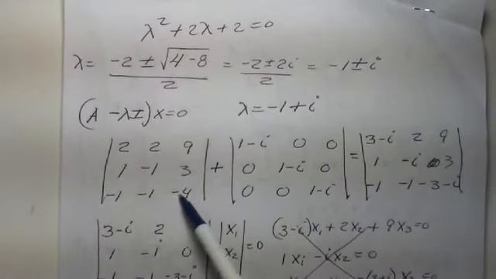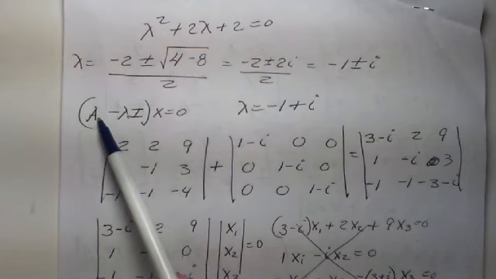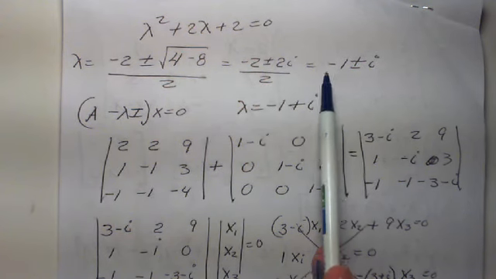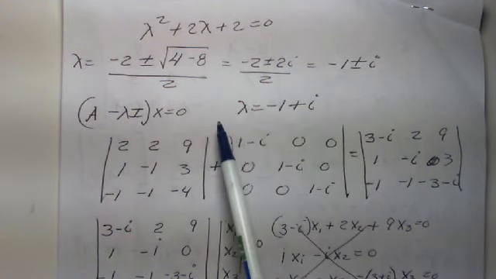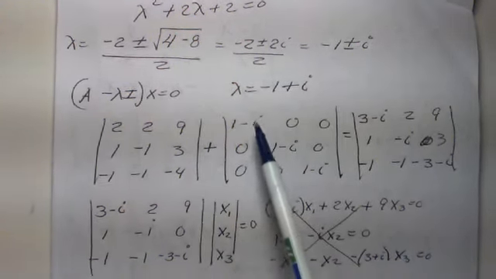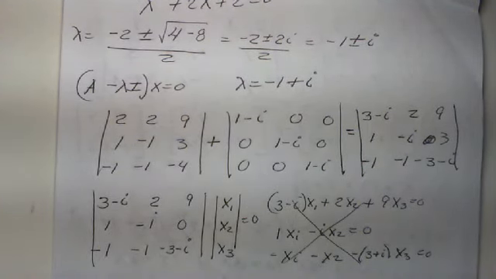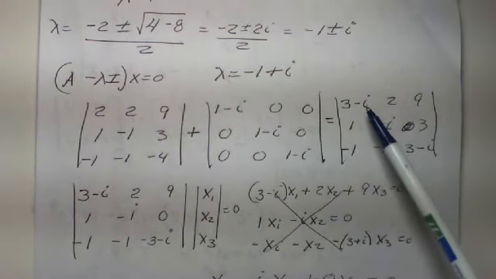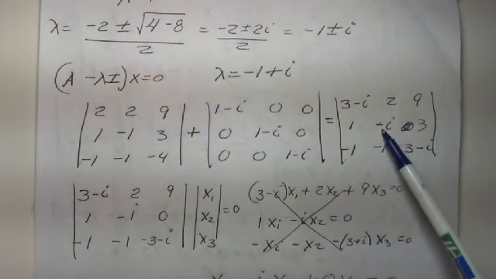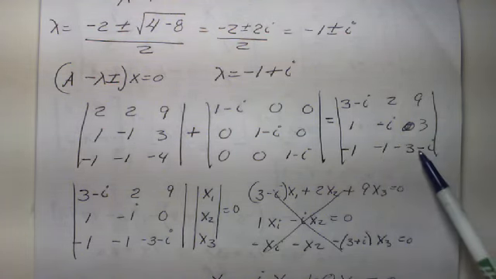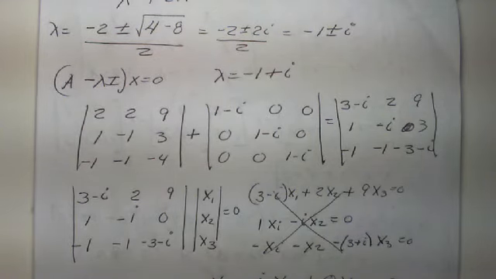Alright, now this is where it kind of gets nasty. You go back to the original and you subtract this value here. I did -1 plus i times the identity matrices. And again, I always put the plus in here and just change the signs of these to reflect the minus. I ran that, and that's going to give me 3 minus i, 2, 9, 1, minus i, 3, minus 1, minus 1, minus 3, minus i. Okay. Show you how I solved that.